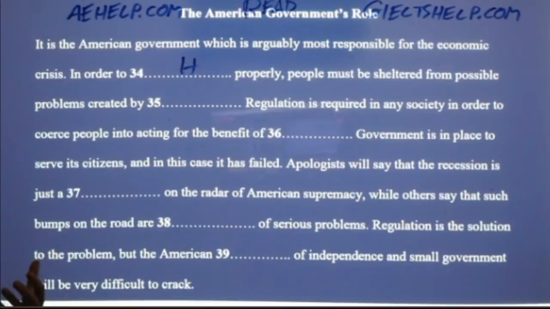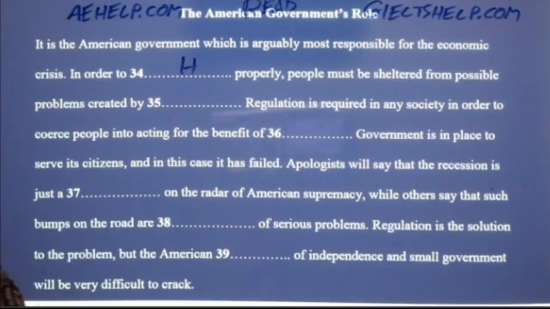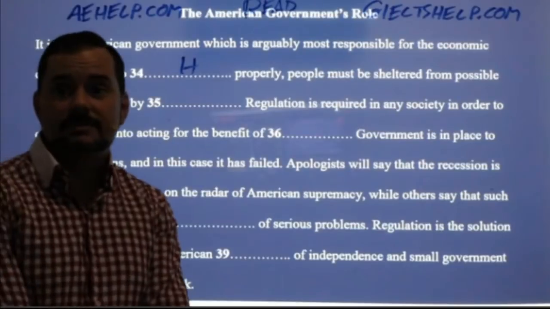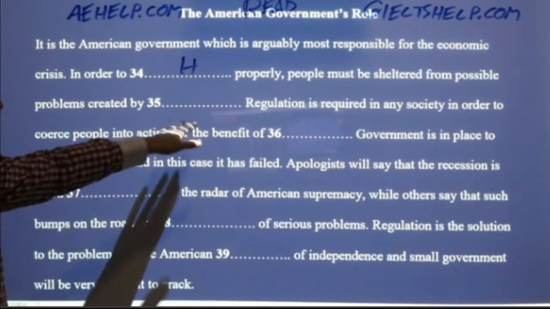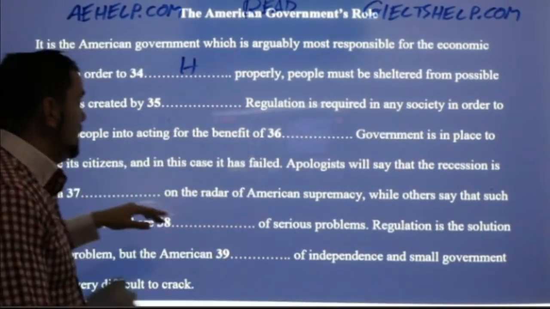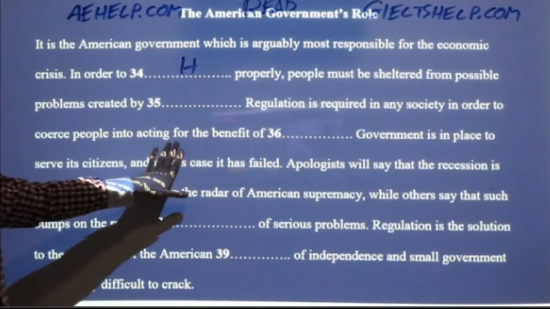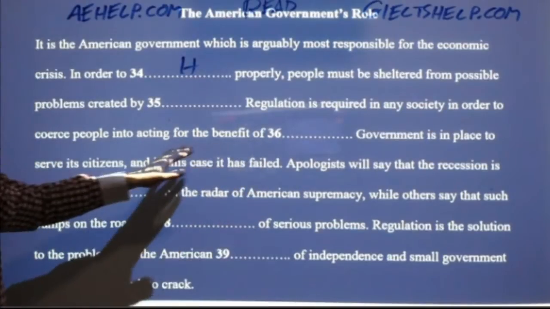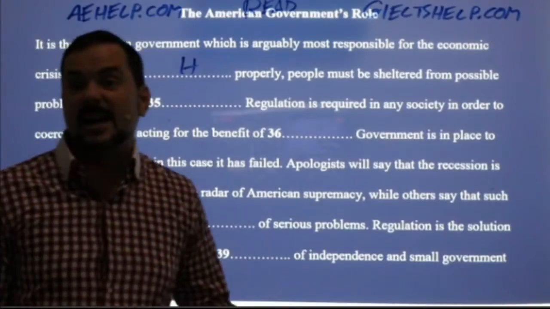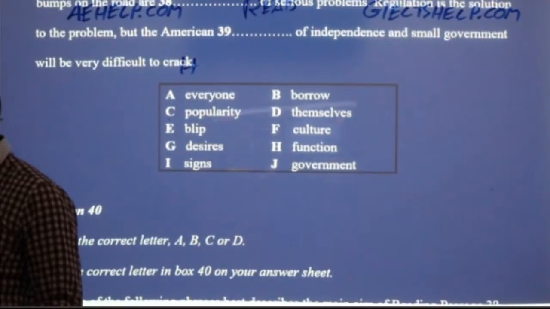So what's creating the problem, with this passage in mind? Problems created by banks, maybe, by the recession, that could be possible as well. If you're not sure, read the next sentence. Regulation is required in any society in order to coerce people into acting for the benefit of. So people must be sheltered from possible problems created by maybe society. So banks, society, something like that.